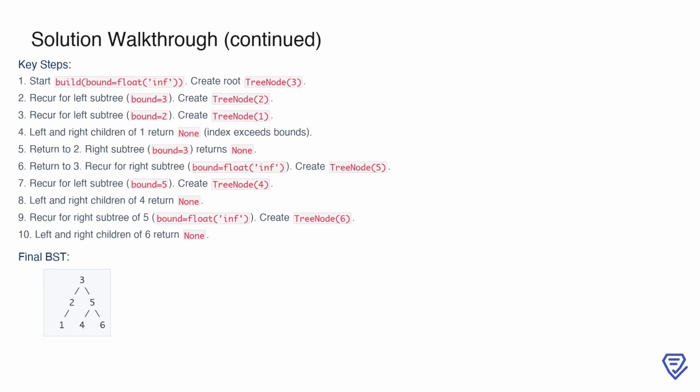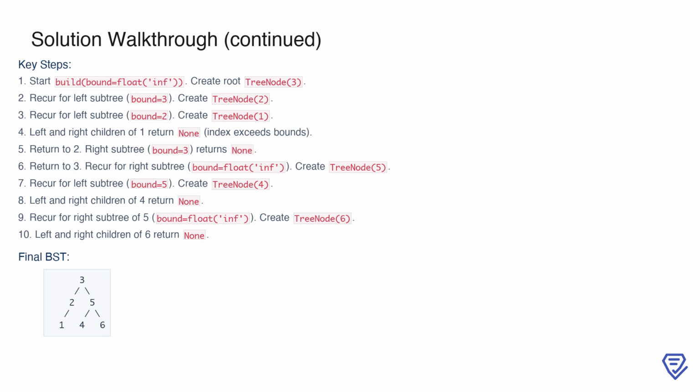In the second example, we use the same approach to construct a BST from the preorder traversal 3, 2, 1, 5, 4, 6. First, we create the root node with value 3. For the left subtree, we create a tree node with value 2, and then recursively build its left child as a tree node with value 1. Since node 1 has no children, we return to node 2, which also has no right child.